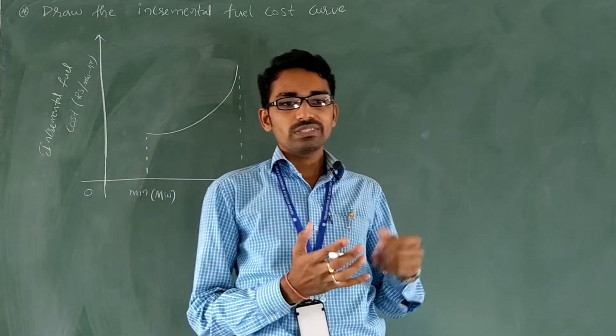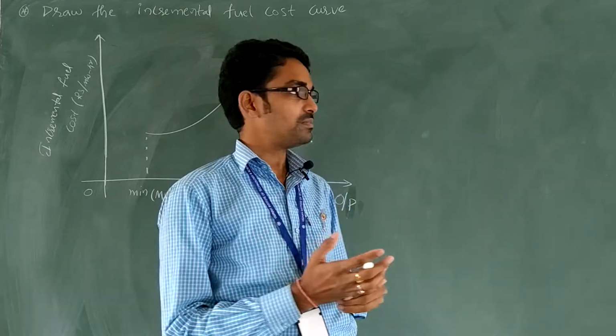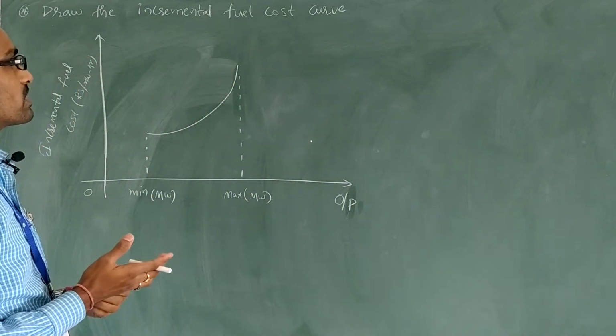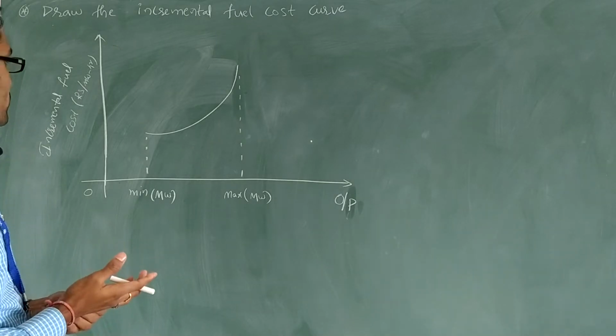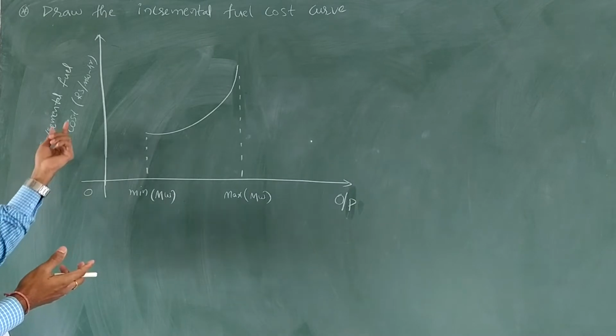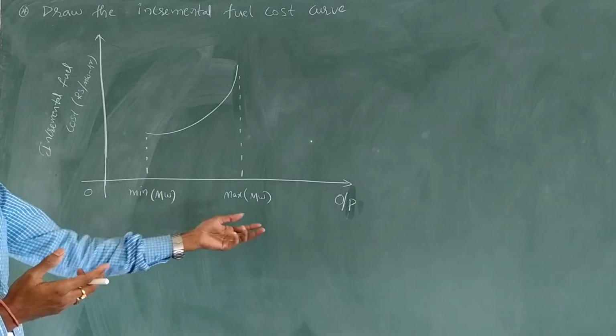So in these questions, the first one is: draw the incremental cost curve, or incremental fuel cost curve. If you see the incremental fuel cost curve, we are going to draw the graph between the incremental fuel cost and output.